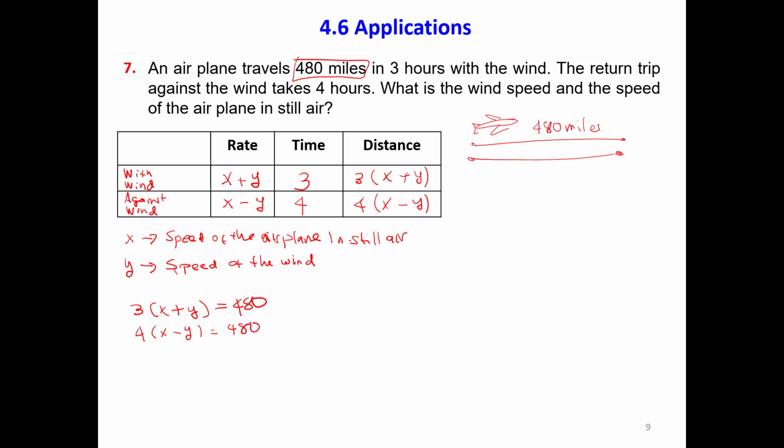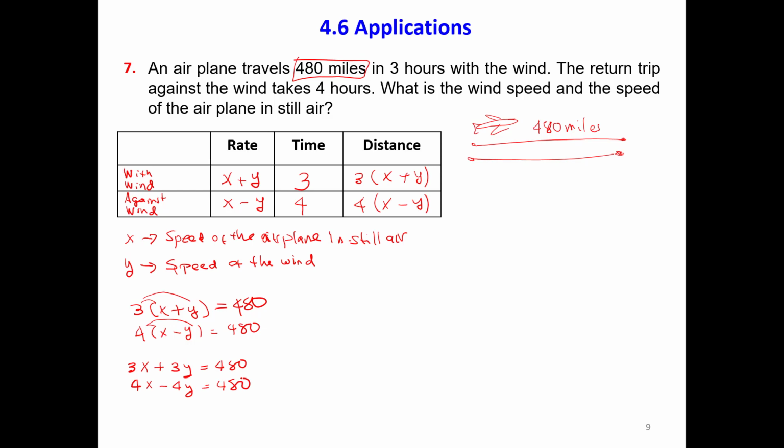Now we have two equations and two different variables. Now we can solve, and let's do it by elimination. Before starting to solve the problem, let's first distribute. Then we will have for the first, 3x plus 3y equals 480, and 4x minus 4y equals 480.